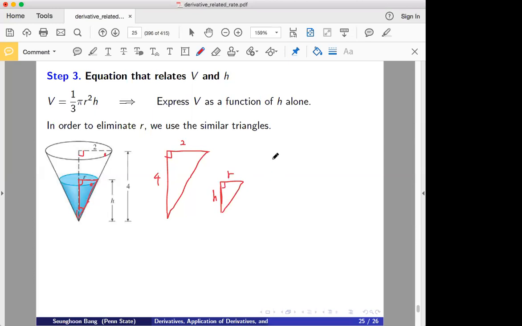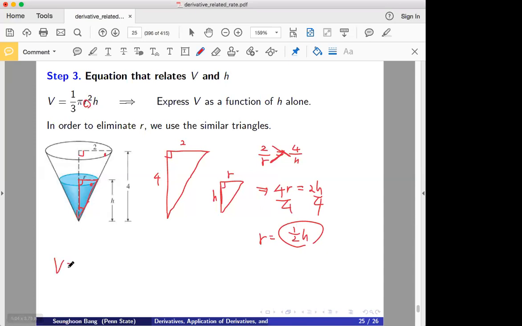So we can use proportion: 2 over R equals 4 over H. You can use cross multiplication. So 4 times R equals 2 times H, divided by 4. R equals 1/2 H. You plug this value into here.